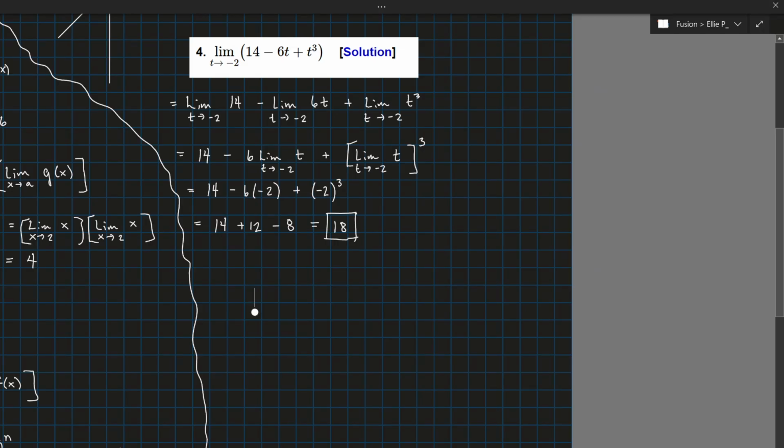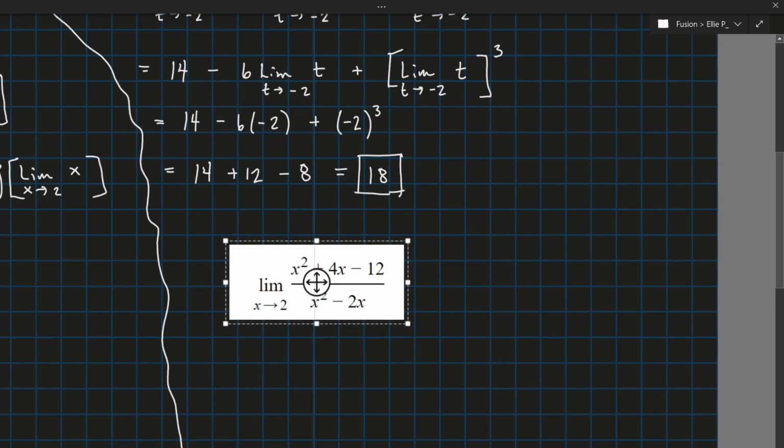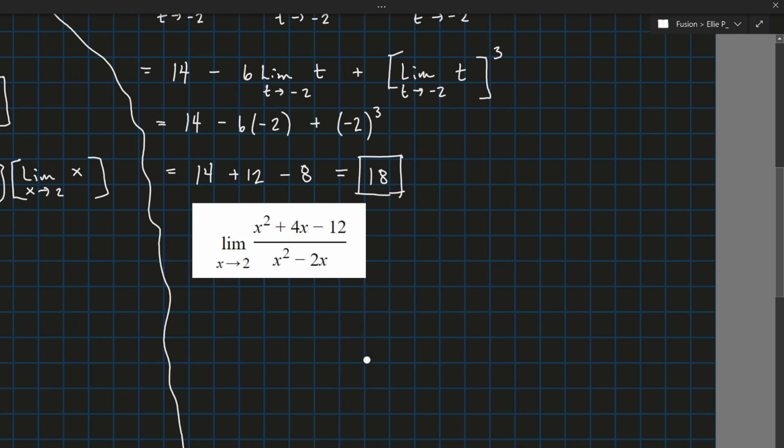Most of the time, in the majority of limits, until you get to harder stuff like at infinity and things like that, you will be able to just plug in the number. But if we do that here, if we literally just plug it in, we'll have 2 squared plus 4 times 2 minus 12 over 2 squared minus 2 times 2. So on bottom, we'll get a 0, something over 0. And that is undefined, so we can't do that. So you have to factor. Correct, yeah.